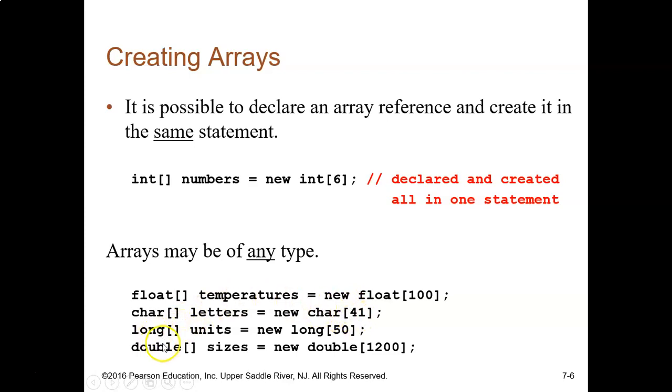Here we have an example of a long one-dimensional array called units equals new long, and here we set the size of this array to be 50. So what would the indices be? 0 to 49. And again, we have a double one-dimensional array, an array that will hold doubles called sizes. We created it with a new keyword, and we set the size here to 1200. What would the indice range be here? Again, they always start at 0, and it goes clear up to whatever the length of the array is minus 1. So here we would have 0 all the way up to 1199.